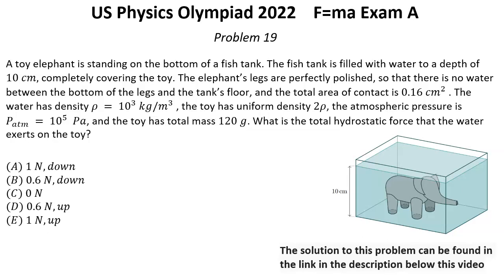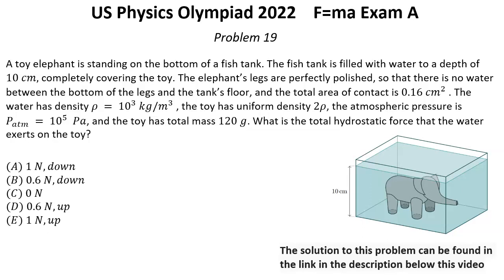The fish tank is filled with water to a depth of 10 centimeters, completely covering the toy. The elephant's legs are perfectly polished, so that there is no water between the bottom of the legs and the tank's floor, and the total area of contact is 0.16 square centimeters.